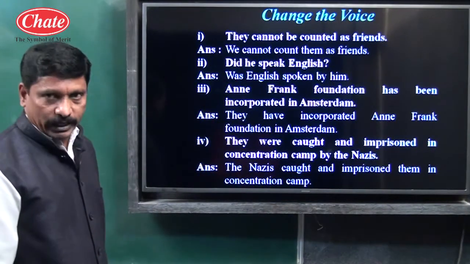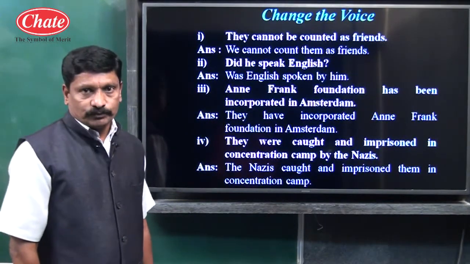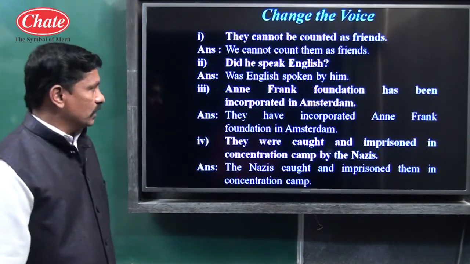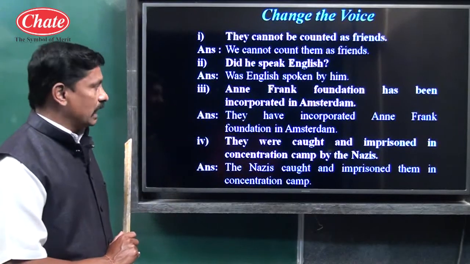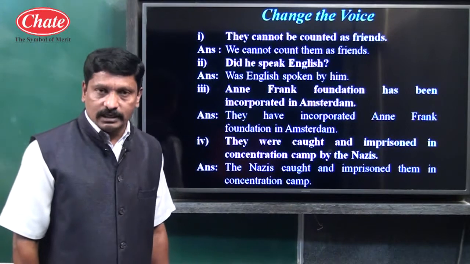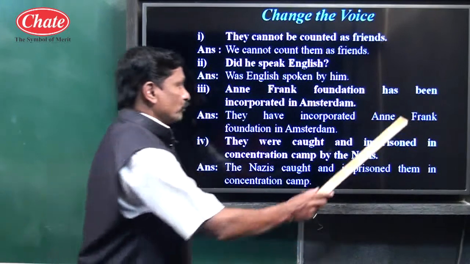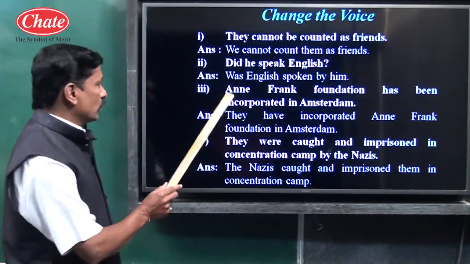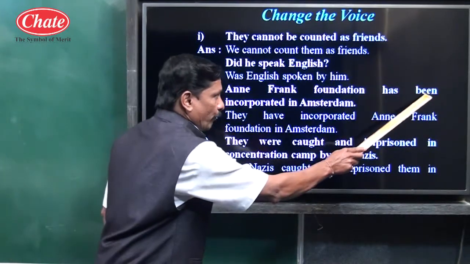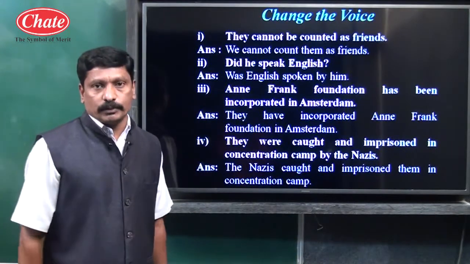Let us see example number three. Anne Frank Foundation has been incorporated in Amsterdam. See the structure. I will read once again: Anne Frank Foundation has been incorporated in Amsterdam. First we shall analyze the sentence and see whether it is in active voice or passive voice. See children, after the word been, the third form of the verb, incorporated, has been given. I will repeat once again: after been, the third form of the verb, that is the PP form of the verb, has been given.